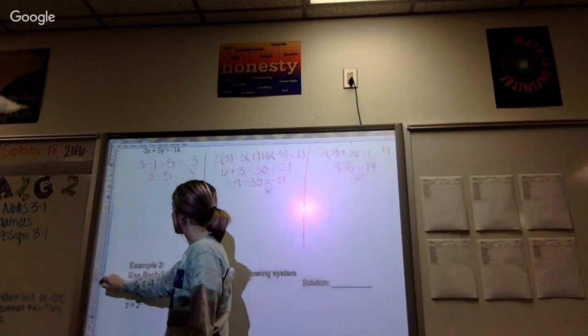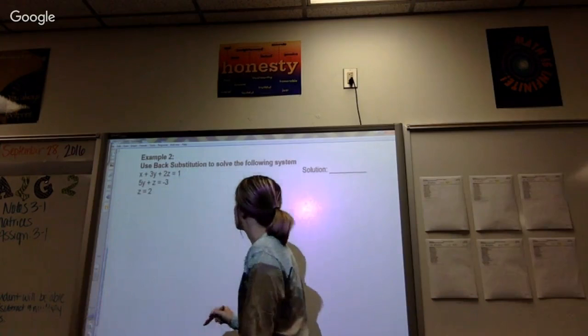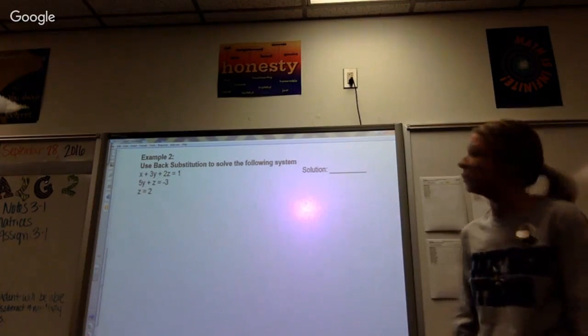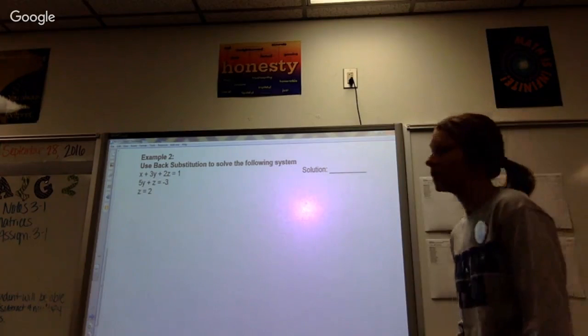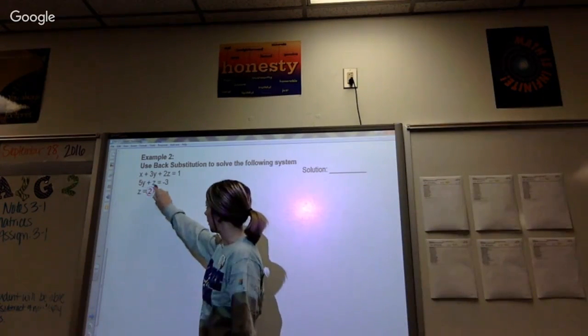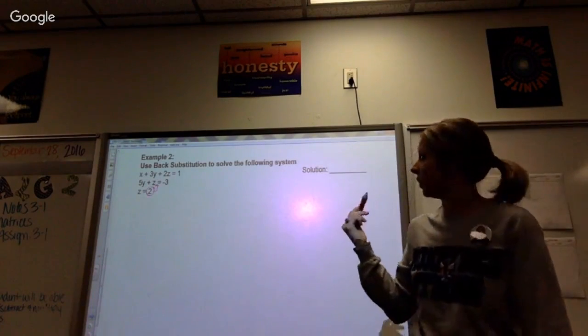Okay, so now we're going to get into actually solving. Example 2, we're going to use back substitution to solve the following system. If you notice on this example, we already know z. So z equals 2. So I would need to go ahead and substitute that into that second equation so that way I'm able to solve for y.